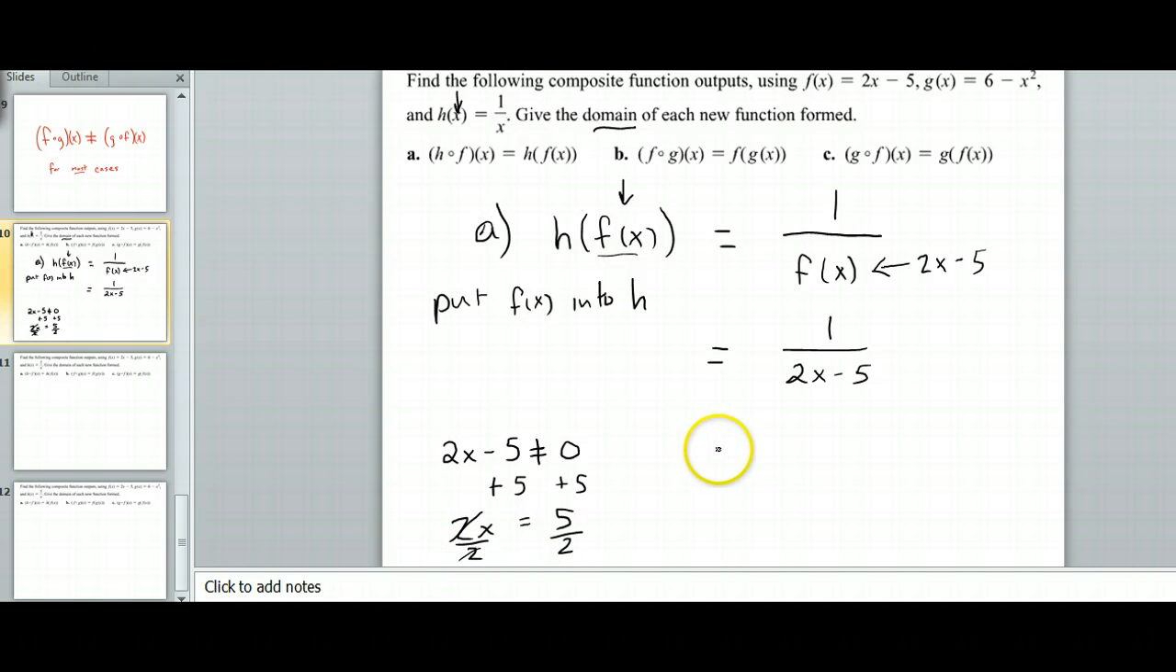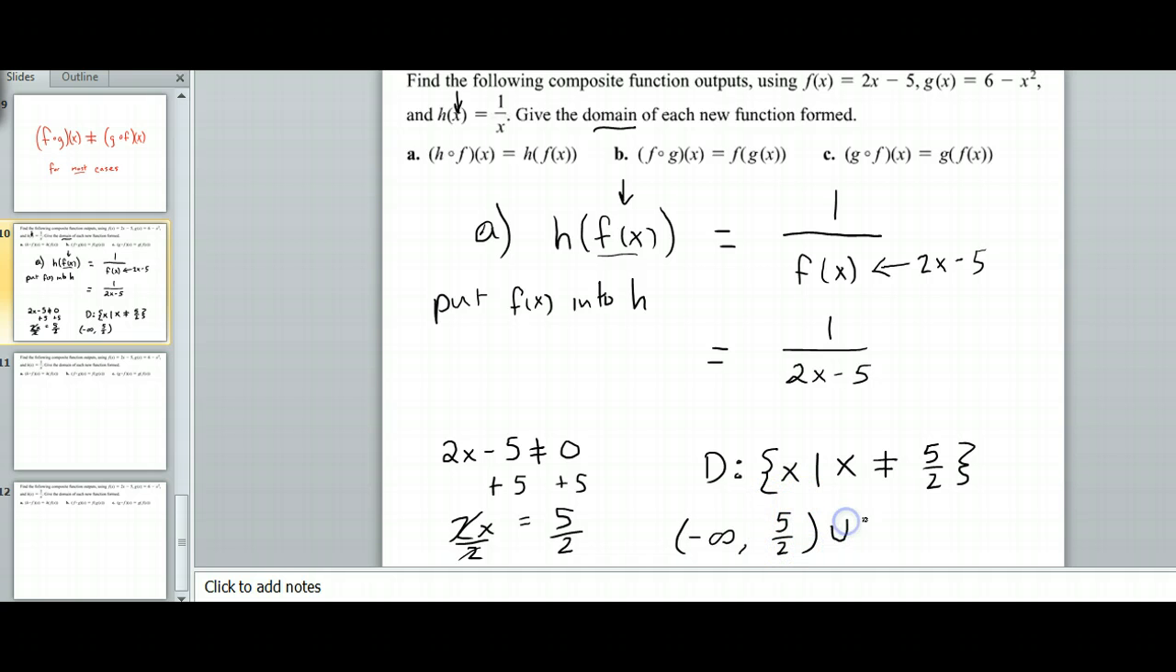Right, and we get the domain restriction. X can be all real numbers, but x cannot be 5/2. Right, or if we write it with interval notation, negative infinity to 5/2, parentheses, union, parentheses, 5/2 to positive infinity.